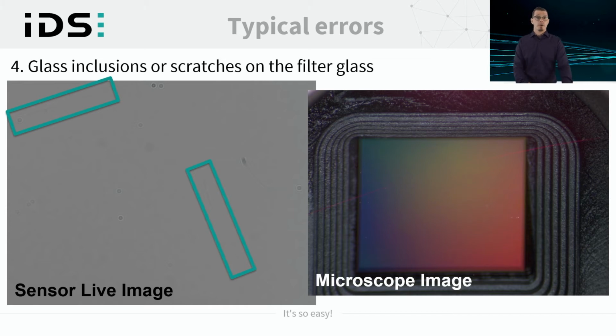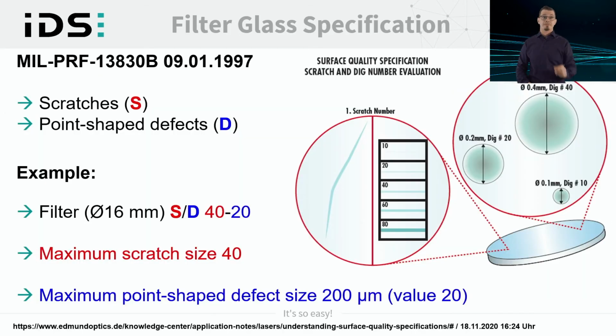To understand where these errors came from, let's take a look at our filter glass and how they are specified. There are several ways to specify a filter glass or an optical surface. The old way is with the specification of the American military from 1997. The inspection will be done before or under a specified lighting source and with a laboratory standard to compare defects. This test will be performed by a trained employee of the filter supplier.